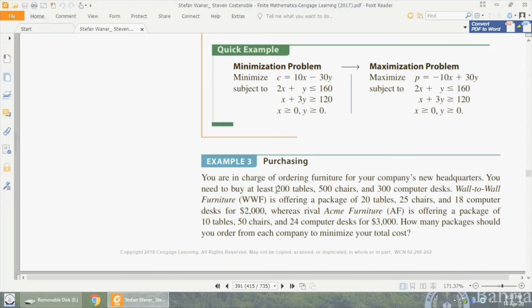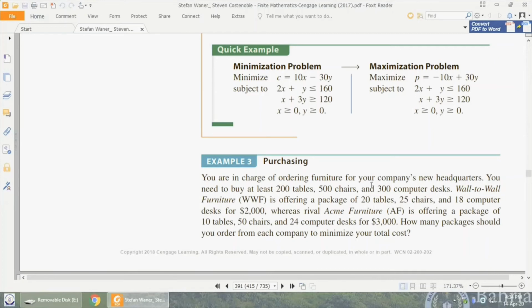So "at least" means greater than or equal to. The first equation would be for the 500 chairs, so it's going to be 20x plus 10y, because now we have Acme as y. So 20x plus 10y, since we need at least this much, is greater than or equal to 200, right?